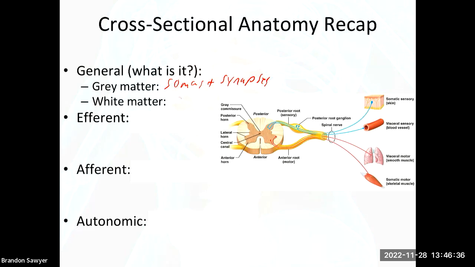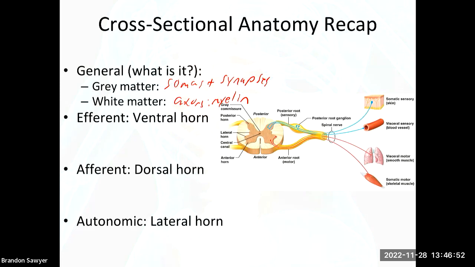And then the white matter is the axons, which contain myelin. Okay, and then efferent's coming out of which side? Ventral. There we go. And then afferent, dorsal, and then autonomic, lateral. Good. Questions on any of that basic setup of the spinal cord? Okay. And you'll notice, we'll talk about it in a second, there's a little hole in the middle here called the central canal. We'll get into what that is in a second, but that's just a nice picture of it before we move on.